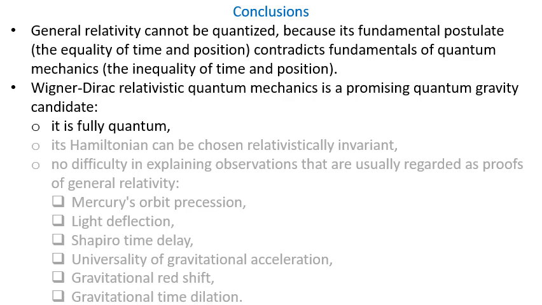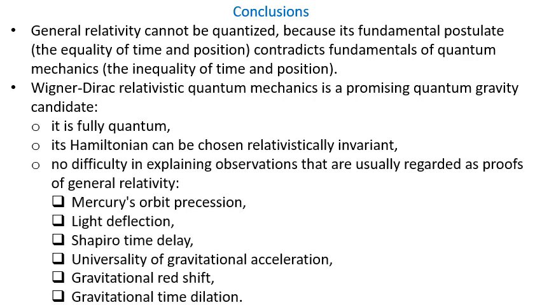This theory has a number of advantages. First, it's fully quantum by design. The relativistic invariance can be enforced rather easily, and there are no difficulties in explaining various observations that were interpreted previously as evidence in favor of general relativity. Here is an incomplete list of such observations: Mercury's orbit precession, light deflection or bending, Shapiro time delay, universality of gravitational acceleration, gravitational redshift and gravitational time dilation.